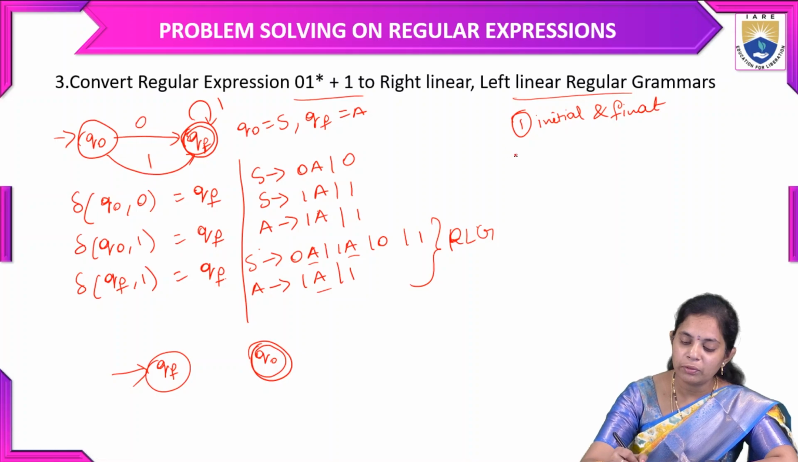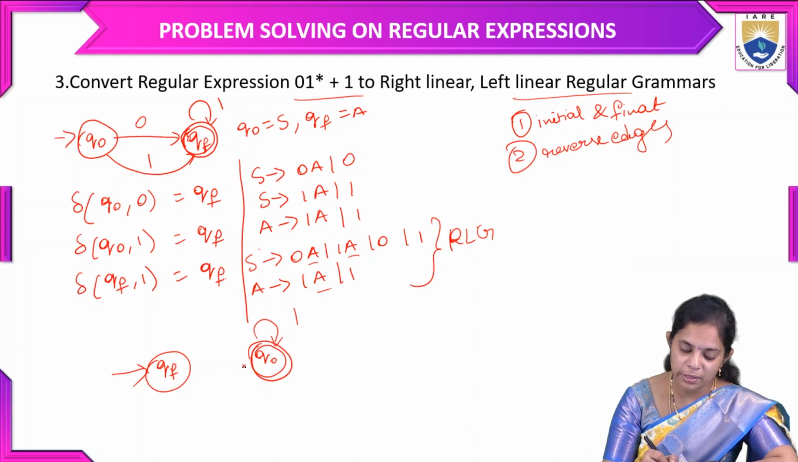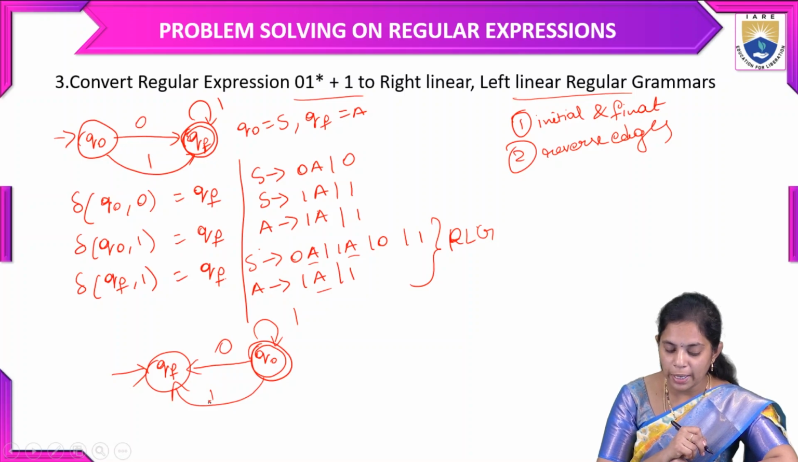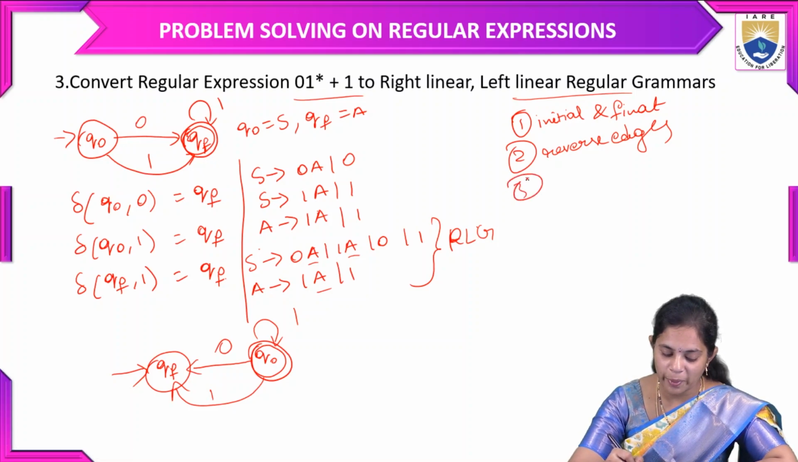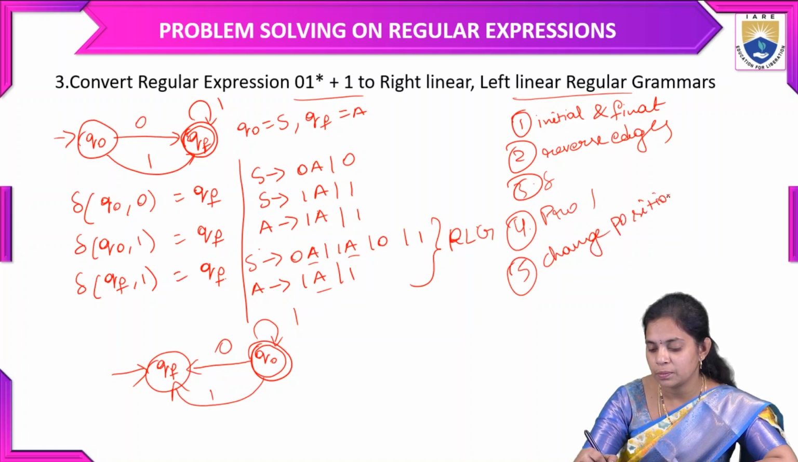And now we have to reverse the edges. So reverse edge. The loop is the same as it is, and we need to reverse the others. So 0 was going to Q1, so now it is represented the other way, and this one also is reaching the 1 value. Then the third step is we need to write the delta transition function, the fourth step we need to write the production rules, and the fifth one, change the positions of terminals and non-terminals.